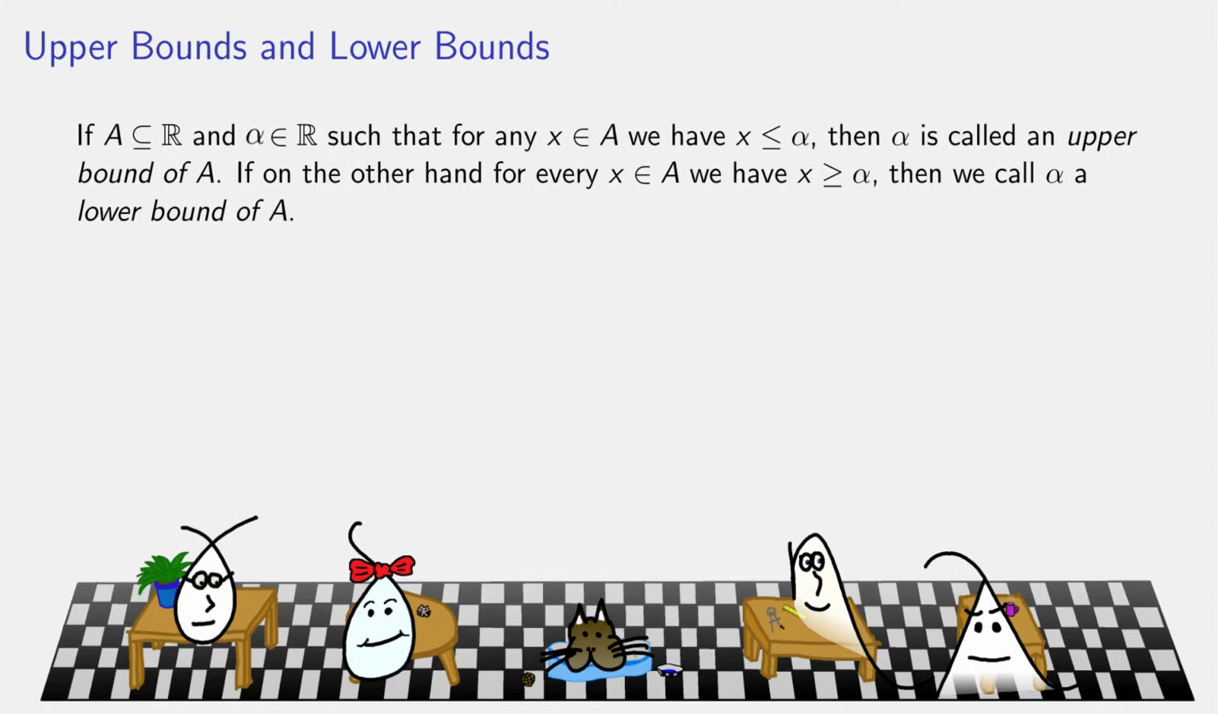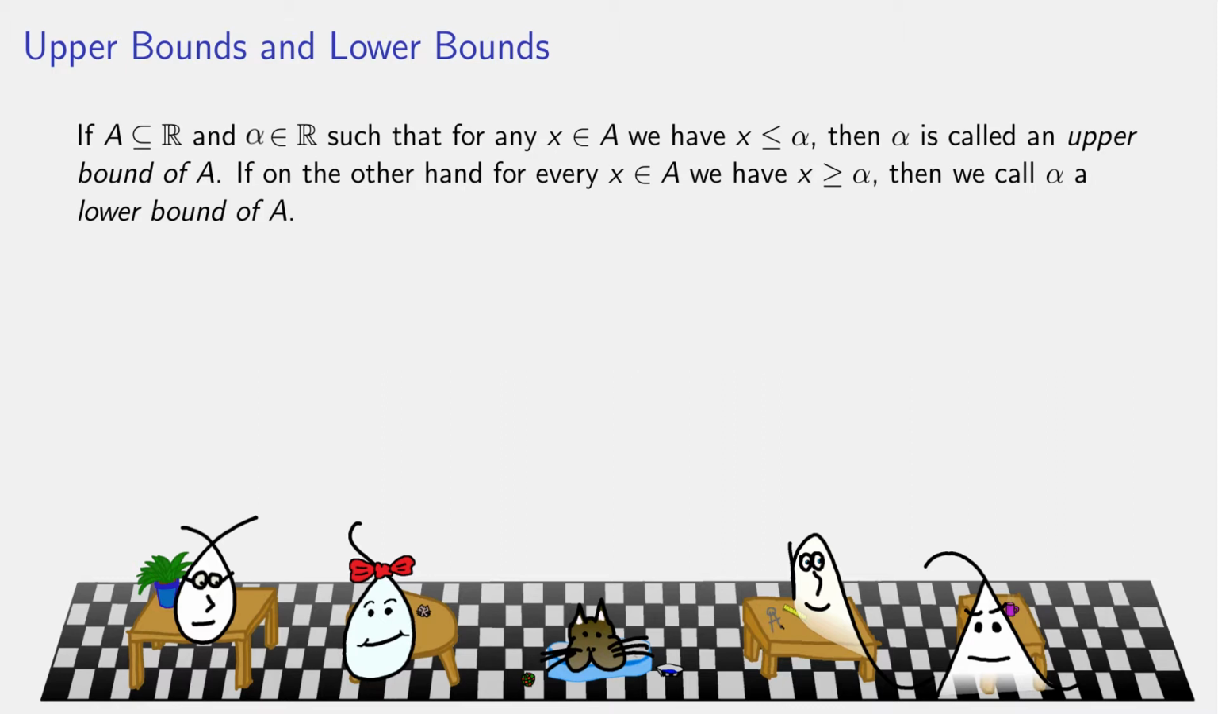Now, if capital A is a subset of the real numbers and alpha is an element of the real numbers, so alpha is just one particular number, but there's the following property. For any element x of the set A, x is less than or equal to alpha. Then alpha is called an upper bound of A. Alpha is bigger than or equal to every single element of the set A.